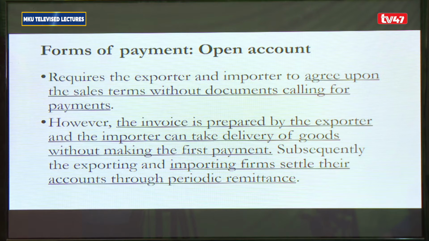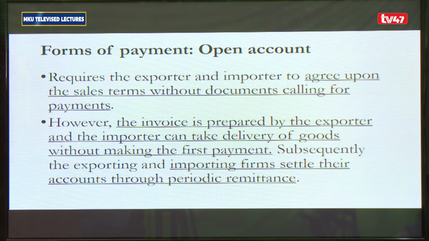Now, there are a number of payments before we get to the documentary kind of credit that we want to look at today. There's an open account where the exporter and importer agree upon the sale terms without documents calling for payment. So we just agree. We say, I'm going to sell you this amount of goods, and the buyer says it's okay, and they don't have to document it. So an invoice is prepared by the exporter, and the importer can take the delivery of goods without making the first payment. Okay? The exporting and importing firms settle their accounts through periodic remittance.